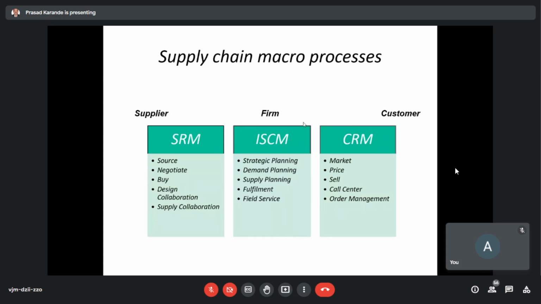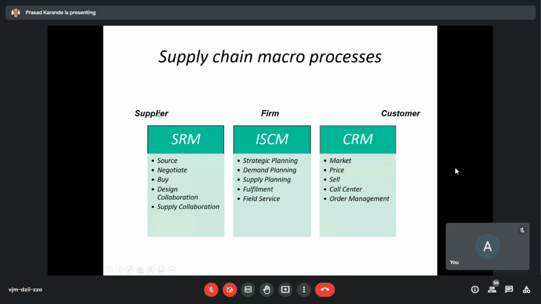Now this supply chain is divided basically into three types of processes. One starts with supplier relationship management, its short form is SRM. Another one is ISCM, that is internal supply chain management, and the third one is CRM, that is customer relationship management. Our supply chain, as we have seen, starts from the supplier and ends at the customer end, and so these are different processes which we need to integrate in order to optimize our supply chain performance.